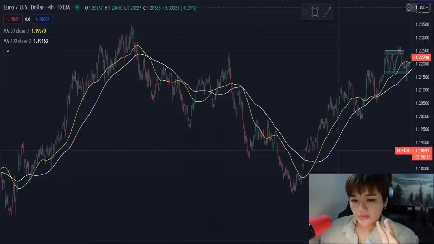Aside from the crossovers, okay? The other thing you need to look at is the gap between the moving averages. When you have a gap like this, okay, you can tell that the bullish trend is strong.